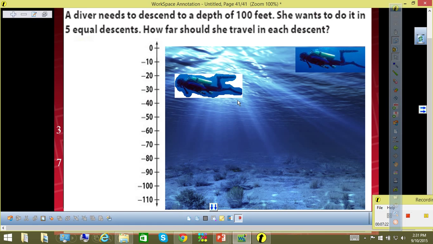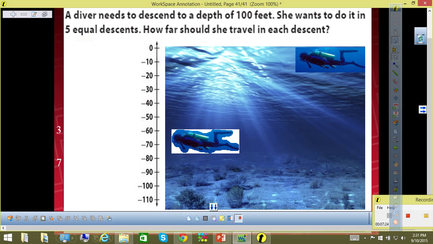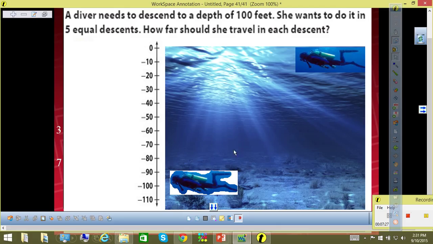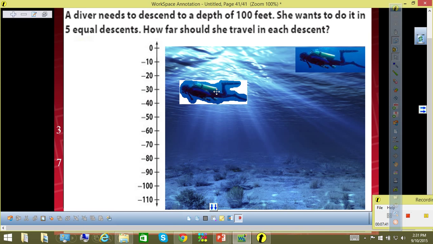Boom. Bam. Bam. Bam. Bam. So how many times is she going to descend? 5 times, right? Now, did you guys know why they do that sometimes? What? The descending in different sections? Yeah. It would depend on the water pressure around them. They could dive to get too deep.